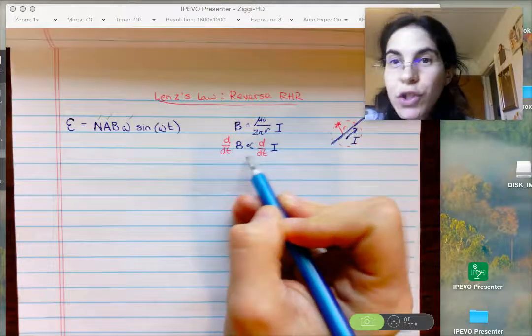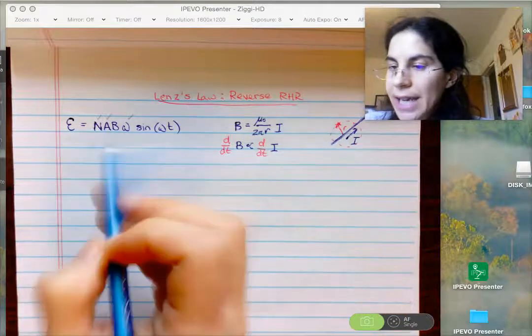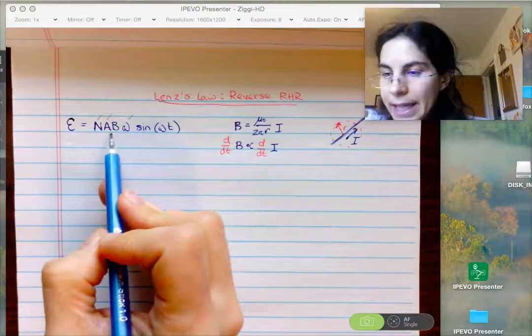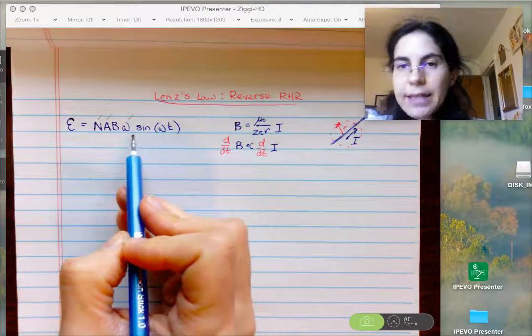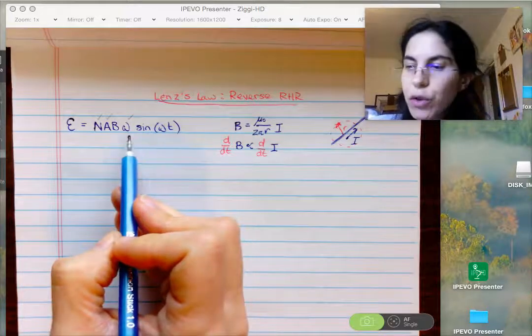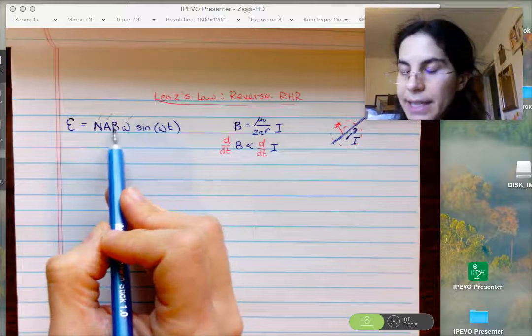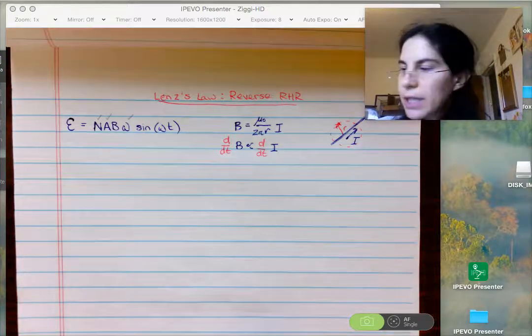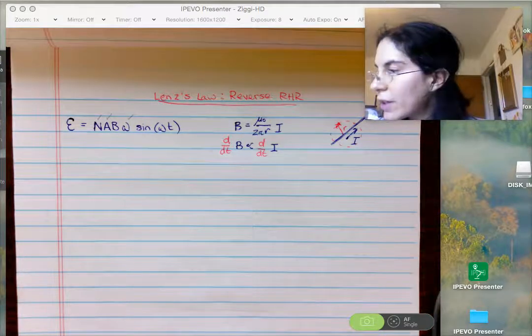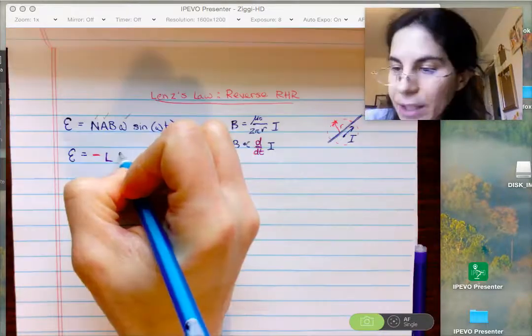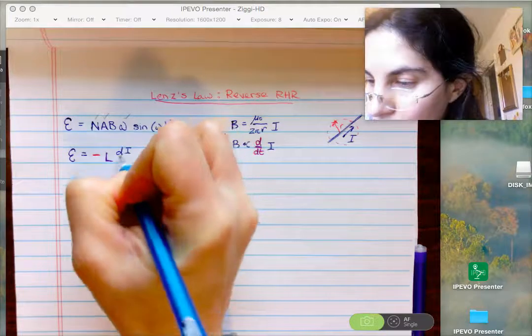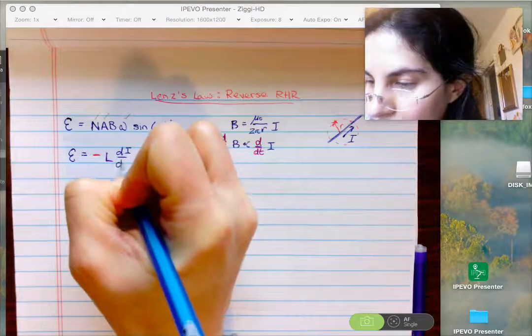But if you do change the current, then this simplistic NAB omega sine omega t that we checked off last time is no longer going to be the full story. This B is going to need to go back in the derivative, and you're going to need to look at the change in the magnetic field, and that is Lenz's law. There is your collection of constants out front.